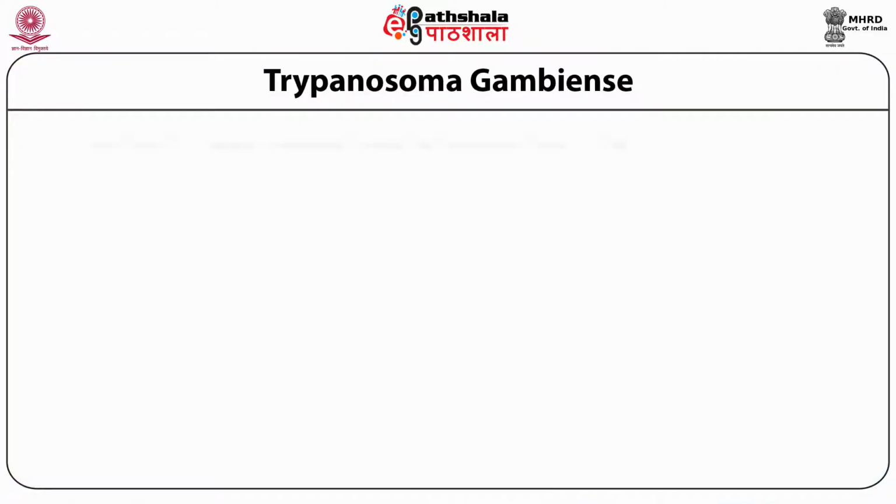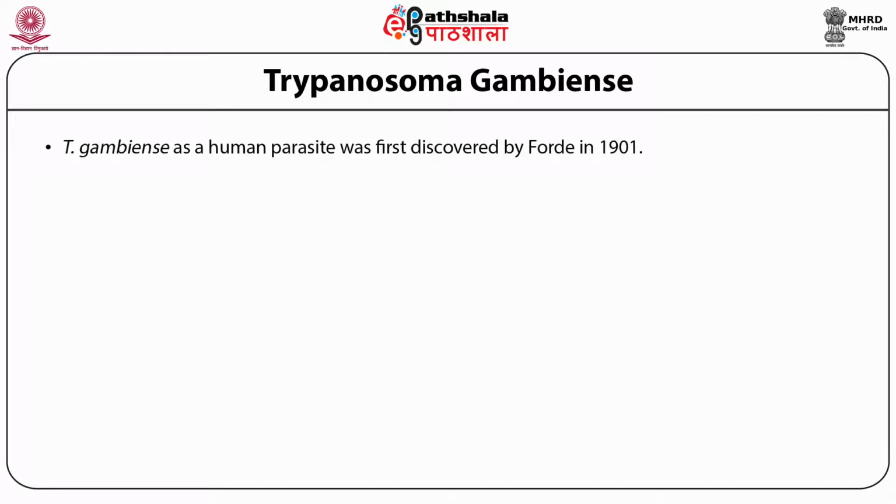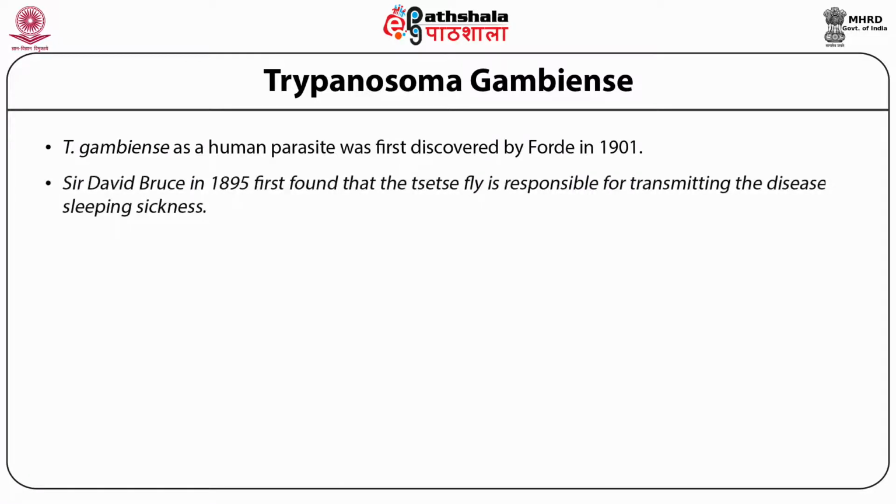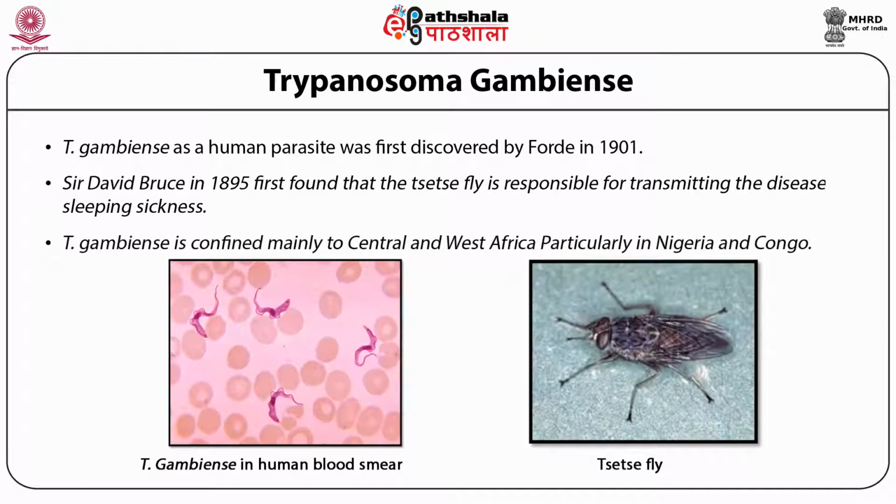Trypanosoma gambiense. Trypanosoma gambiense as a human parasite was first discovered by Ford in 1901. Sir David Bruce in 1895 first found that the tsetse fly is responsible for transmitting the disease sleeping sickness. Trypanosoma gambiense is confined mainly to Central and West Africa, particularly in Nigeria and Congo. Areas near rivers and lakes have the greatest incidence of infection since the insect vector tsetse fly lives there in low and thick vegetation.